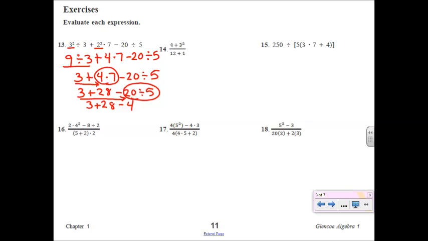Once I've eliminated all of the multiplication and division, I move on to the addition subtraction step, which is just like multiplication and division. Just because I say addition first doesn't mean I need to do it first. I work from left to right. So the first one I run into is 3 plus 28, which is 31. And then the last thing is 31 minus 4. 31 minus 4 is 27.